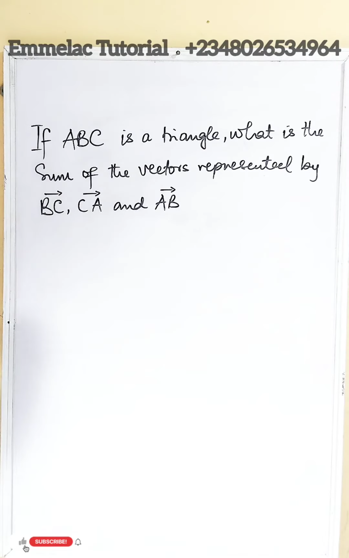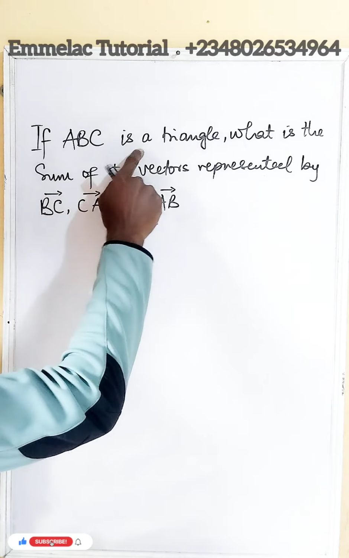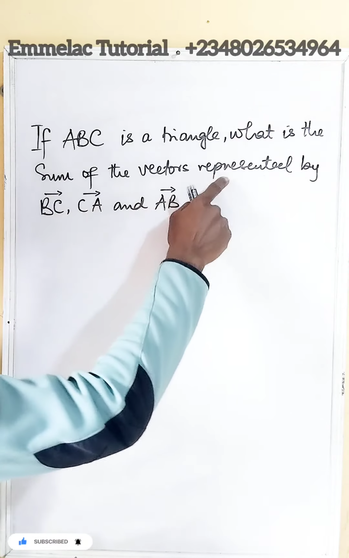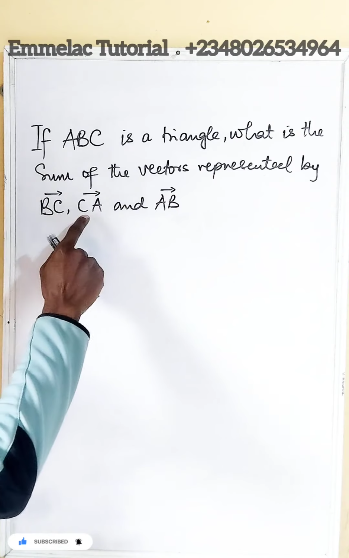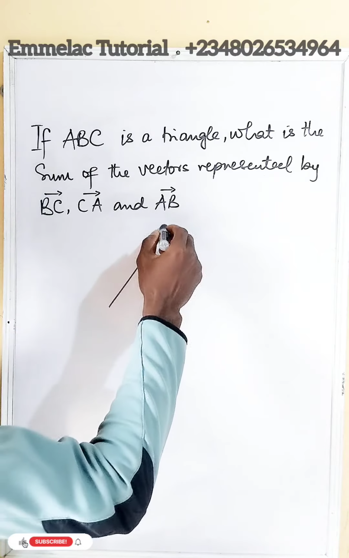Now let us look at this vector representation question, and it says if ABC is a triangle, what is the sum of the vectors represented by BC, CA and AB? First of all, let us draw the triangle.